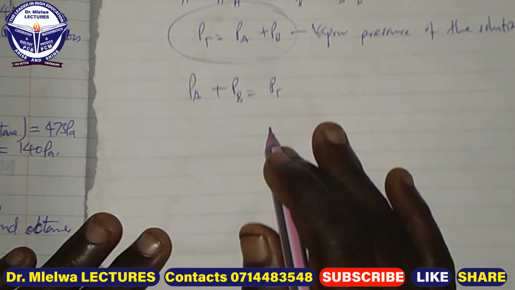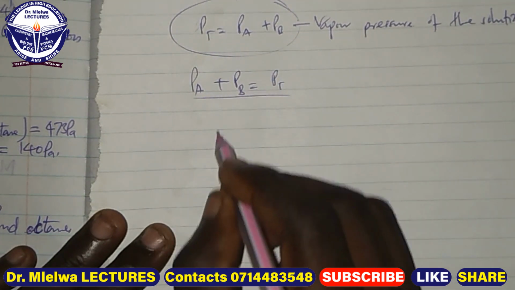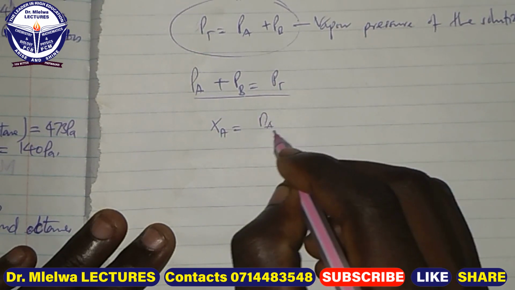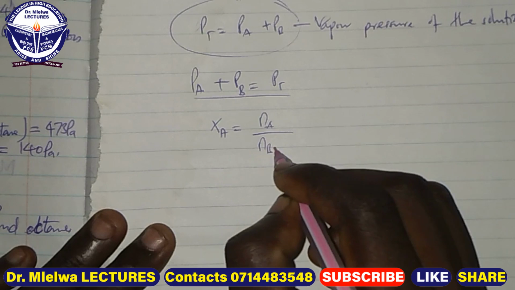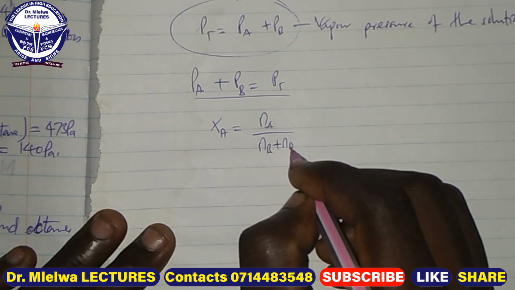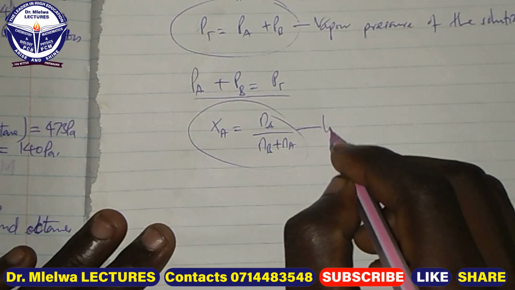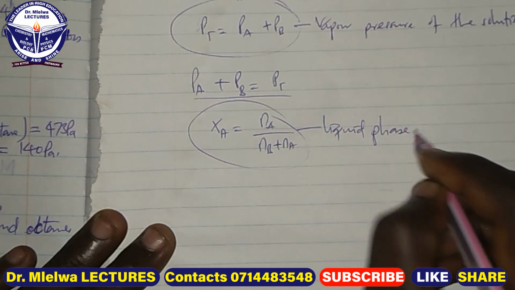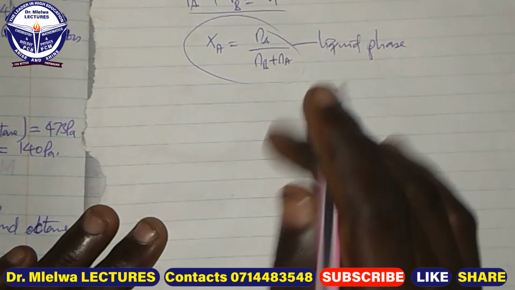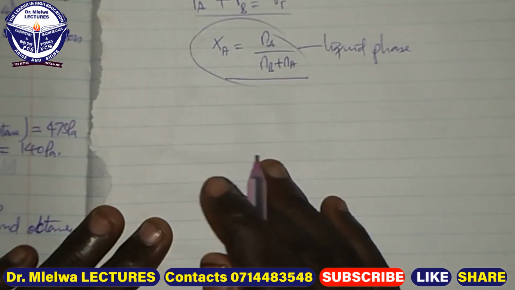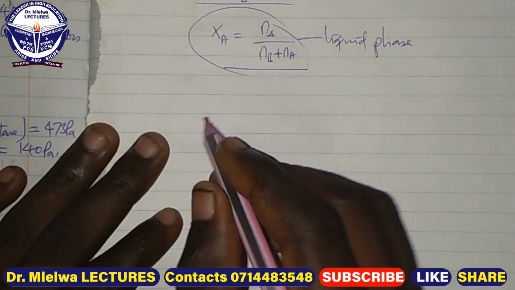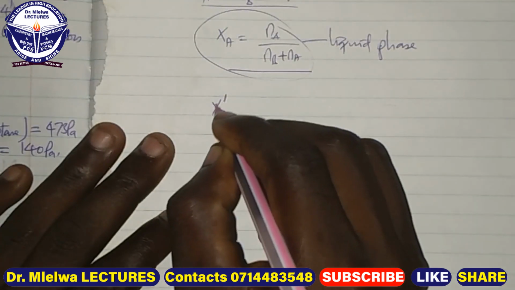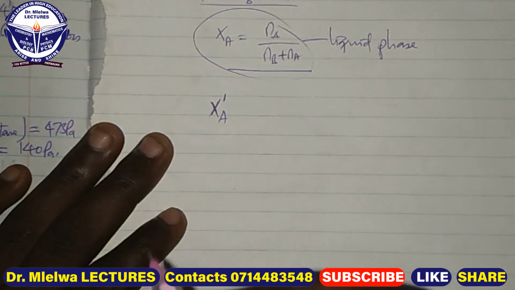So now, in the liquid we were talking about mole fraction. Mole fraction of A was number of moles of A divided by number of moles of A plus number of moles of B. This is in the liquid phase. But if we are moving now to the gaseous phase, this changes. It is no longer mole fraction. We need vapor composition. We write it as XA, then we put a dash. This is the first vapor composition.